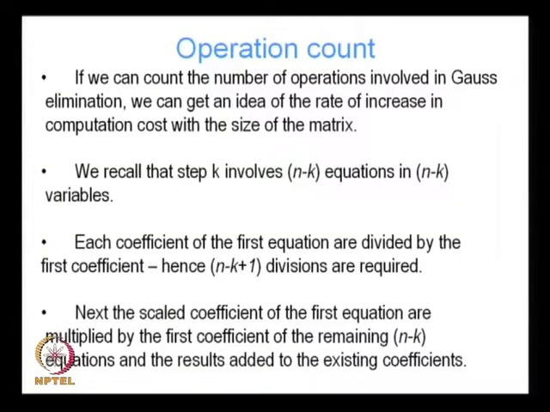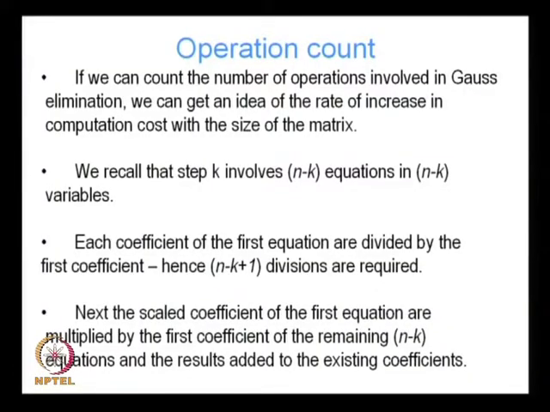So, before getting any further, let us do an operation count. Basically, we want to count the number of operations involved in Gauss elimination. Why do we want to do this? We want to get an idea of the rate of increase in computational cost with the size of the matrix. So, as n increases, what is the rate of increase of the computational cost? That is what we want to find out.